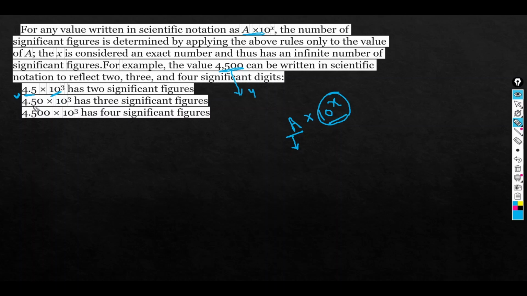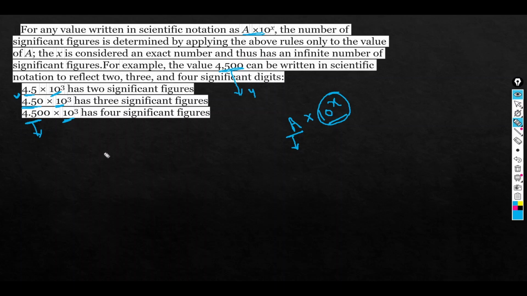Now move on to the next example, 4.50. Again, don't look to this. How many significant figures? 3: 4, 5 and 0. In this example, how many significant figures? 4, 5, 0, 0. So 4 significant figures. We don't have to look to this. Hope all of you have got this thing clear.